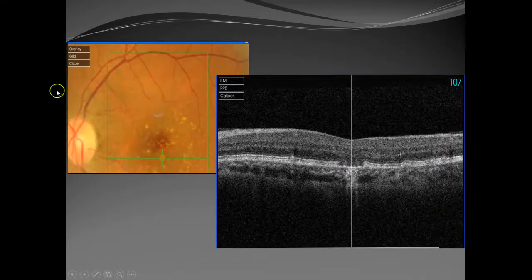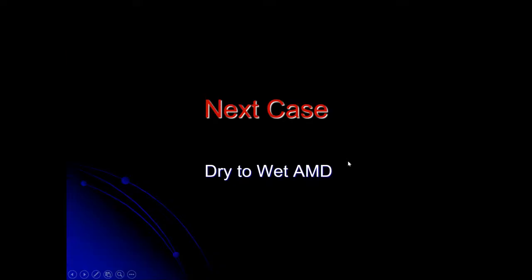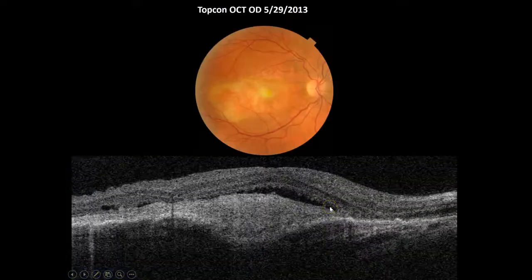We could also have some zones where it looks like a dot or a spot, but when we do the OCT, we see tissue is missing. So the RPE is missing here. That corresponds to this cross-section. So that's actually early geographic atrophy of the retinal pigment epithelium. Dry to wet mac degen.